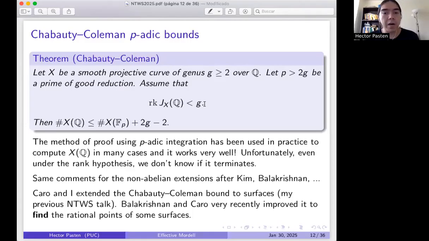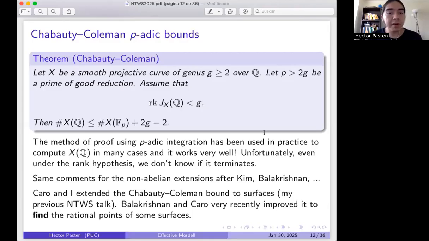posted a paper on the arXiv where they revisit this method for surfaces. They improve the method, they get better bounds in some cases, and they use this method to actually find the rational points in certain surfaces. So I find that new development by Balakrishnan and Caro quite amazing.